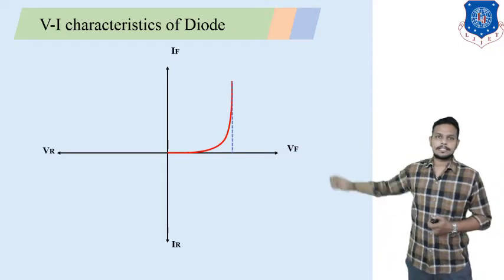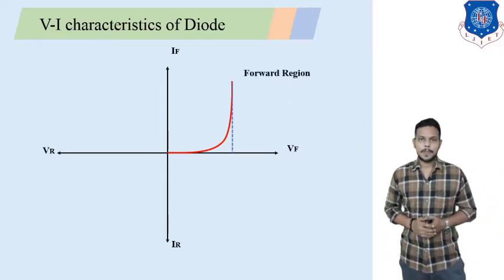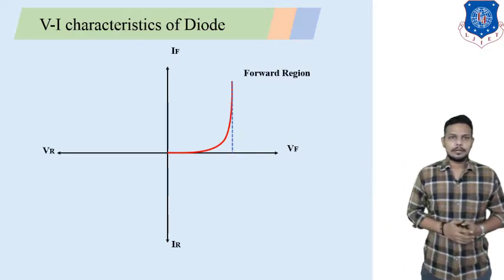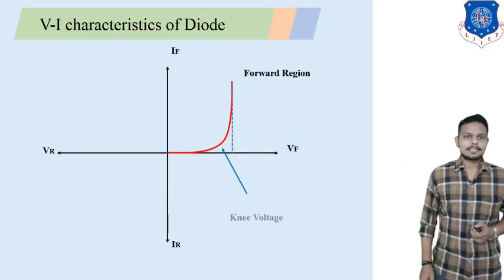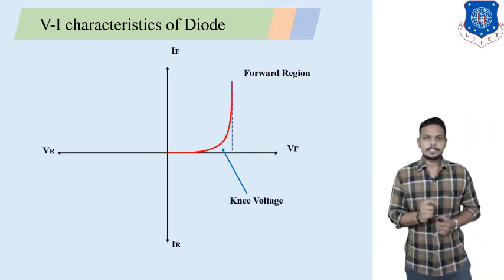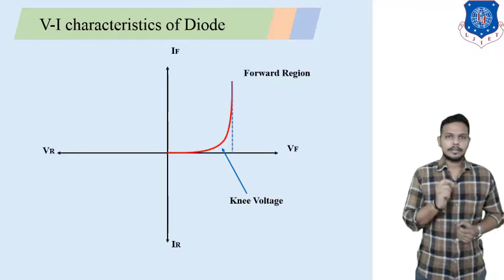Here we can see this is the forward region. Now in this graph there is a bend which is known as the knee voltage. At this point the current increases gradually.